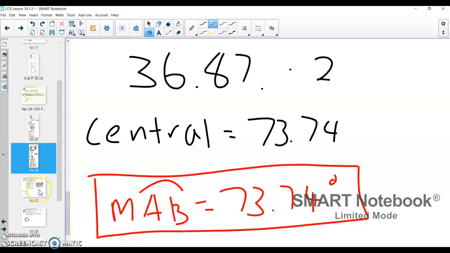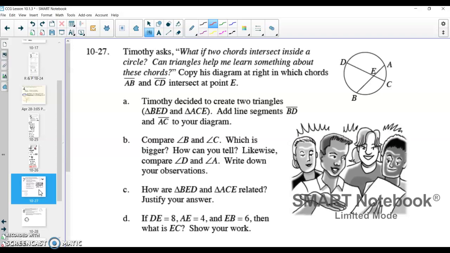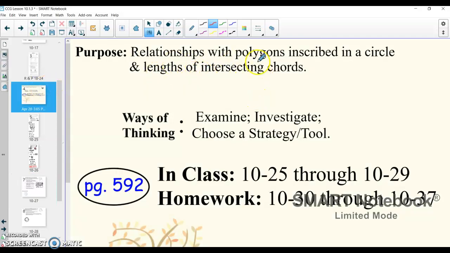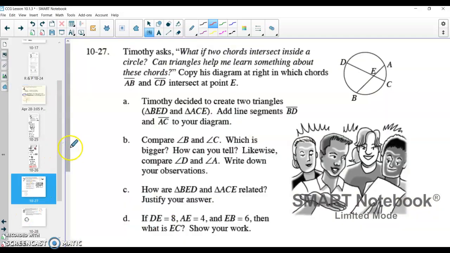For time reasons, we'll move on to 10-27 here. If we have 2 chords intersecting, so this also was part of our, if you remember up here, we wanted to find the length of intersecting chords. That's what this is going to get into in this problem.